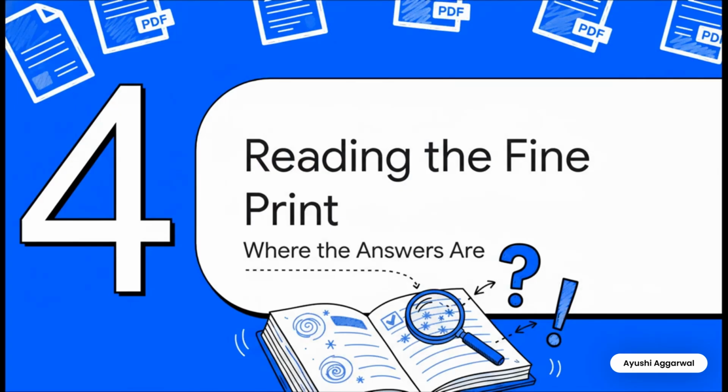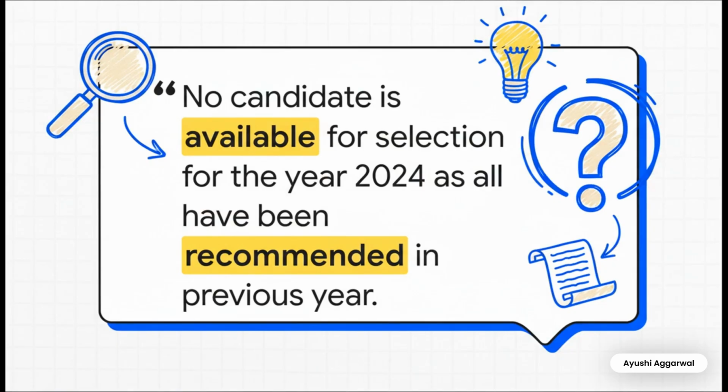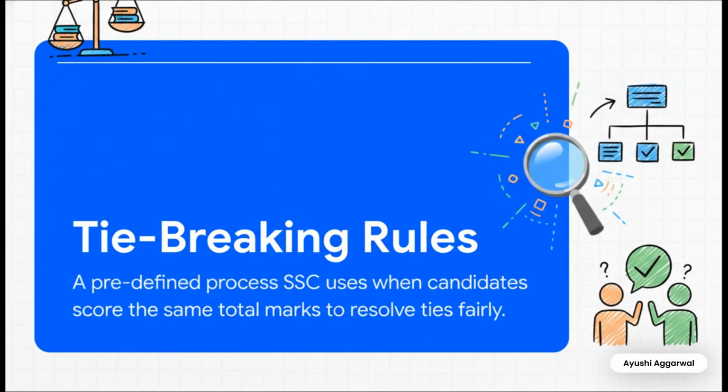Okay, so at the end of every SSC PDF, there's always a notes or remarks section. A lot of students just skip right over this part, but the answer to our mystery is hidden right here. Let's take a look. And there it is, our answer straight from the PDF. It basically means that there were no qualified candidates left for the year 2024 because all the available ones had already been selected for the previous year's list. So, mystery solved. See? This is why reading the fine print is so important. So you see just how crucial that fine print is.